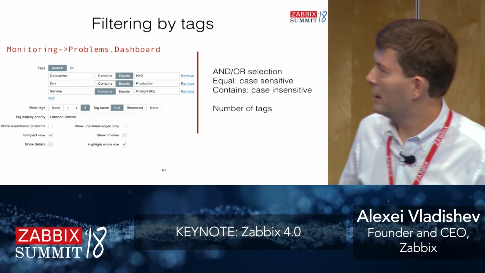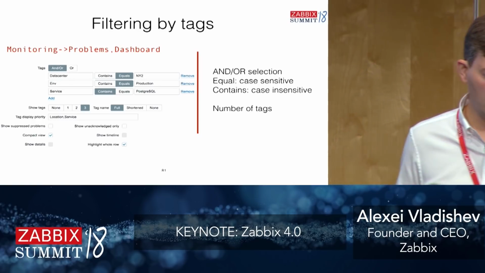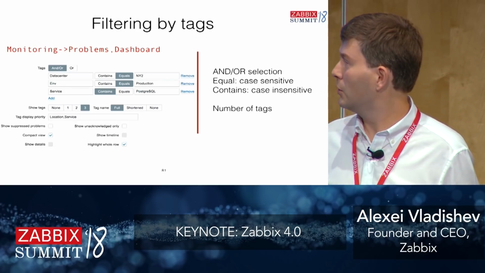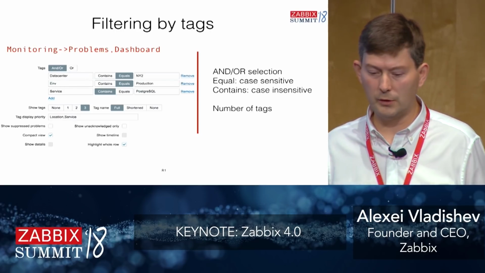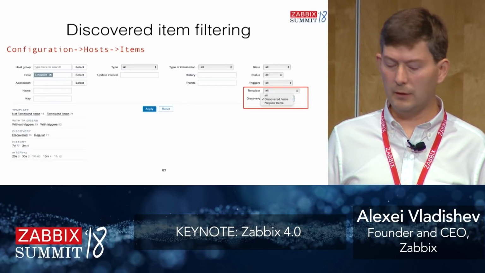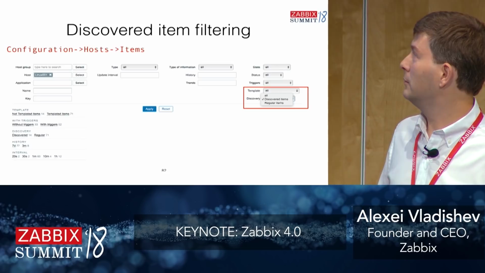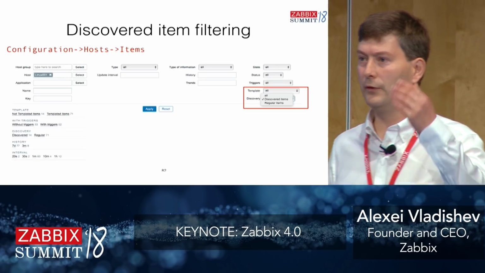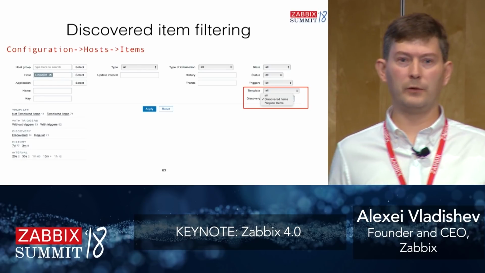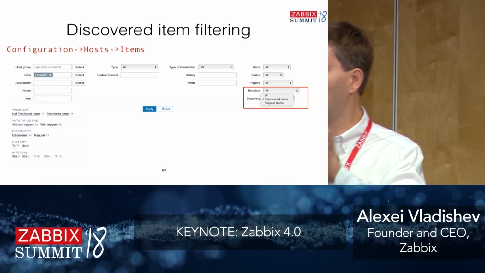And there are some other things like a compact view. I already told about this, highlight whole row, and showing suppressed problems. We'll talk about suppressed in a few seconds. And show acknowledged only. Those are the older options we had. So discovered item filtering: under configuration of items, we have a new filter, which is a minor change, but still very useful. So you can filter by the discovery status. Is it a native item, a normal, ordinary item, or is it a result of a low-level discovery.